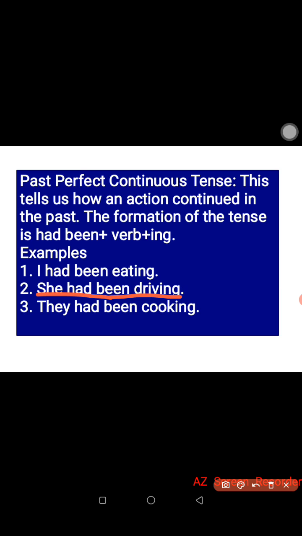Example 3. They had been cooking. They had been cooking is different from they have been cooking. They had been cooking started right from the past and it did not continue into the present. But they have been cooking is actually an action that started in the past, but it has continued into the present. And for that, it falls under the present perfect continuous tense. But they had been cooking, as used here, falls under the past perfect continuous tense.